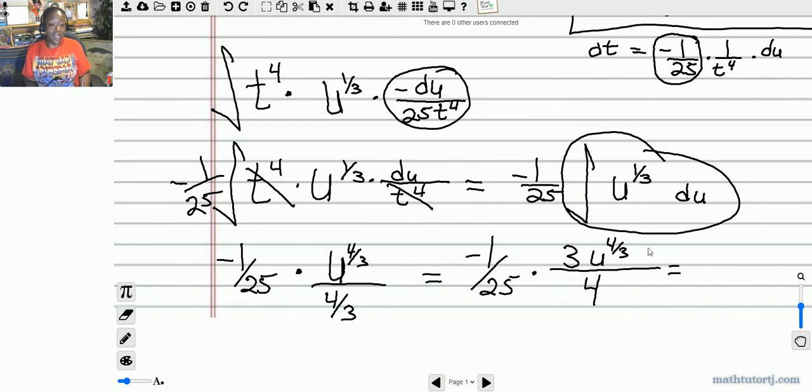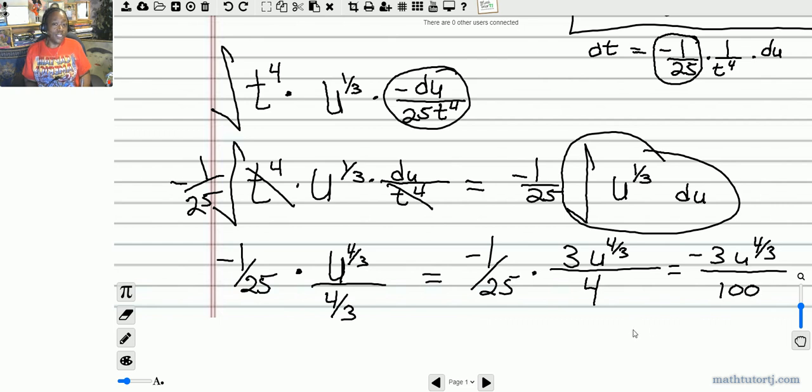Let's keep going. I am now going to do my multiplication, so let's multiply straight across. We have negative 3 u to the 4/3 over 25 times 4, which is 100.